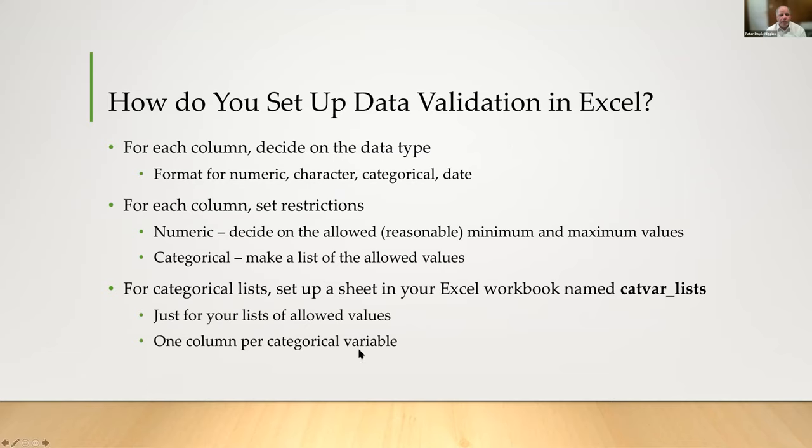So how do you set up data validation in Excel? For each column, decide on the data type, format for numeric, character, categorical, or date, and set up restrictions. Whether it's numeric, decide on the allowed reasonable minimum and maximum values. Categorical, make a list of the allowed values. For categorical lists, we talked about setting up a sheet in your Excel workbook named categorical lists, just for your list of allowed values, one column per categorical variable. And as Caitlin pointed out, you just want the allowed values, not the variable name, because then that will become an option.